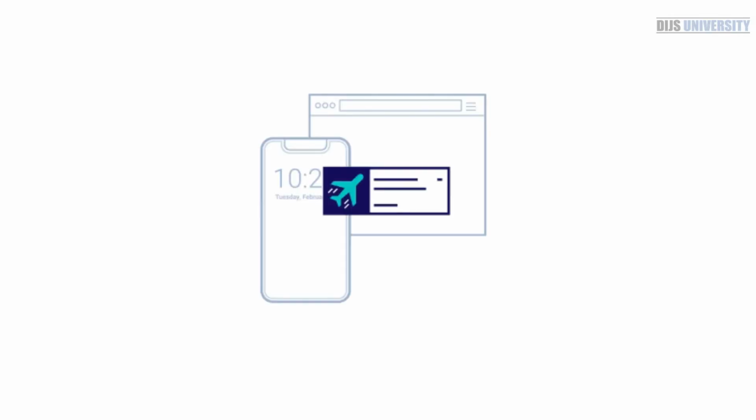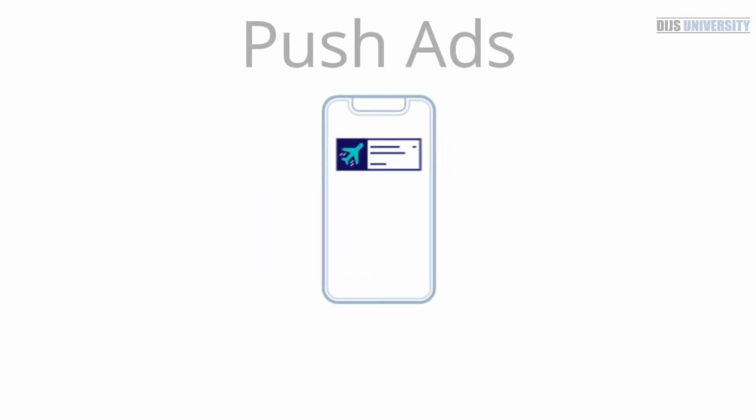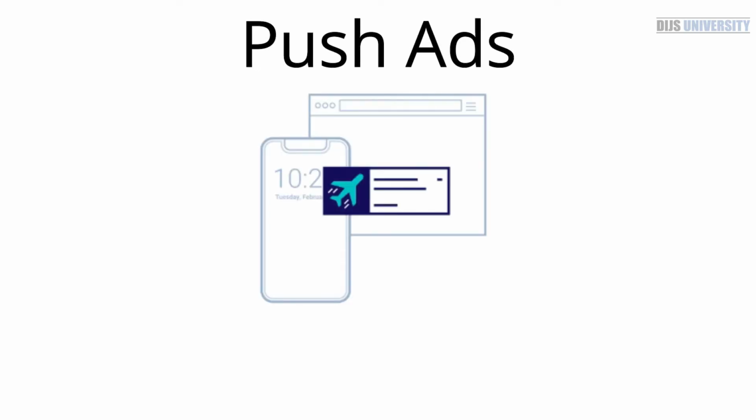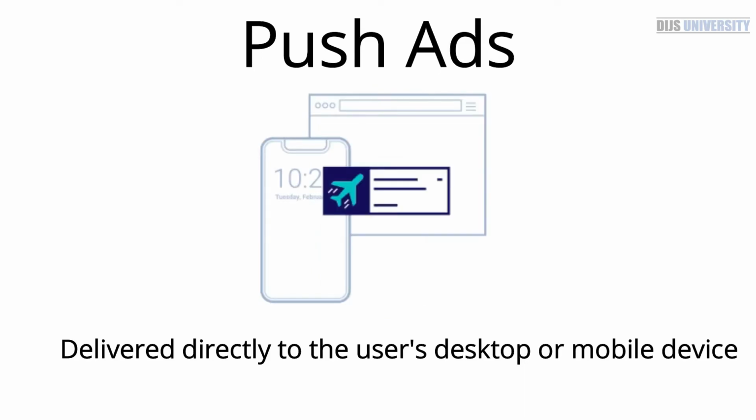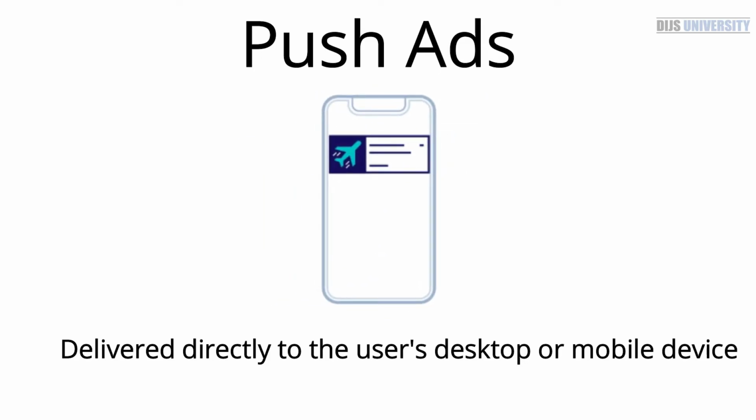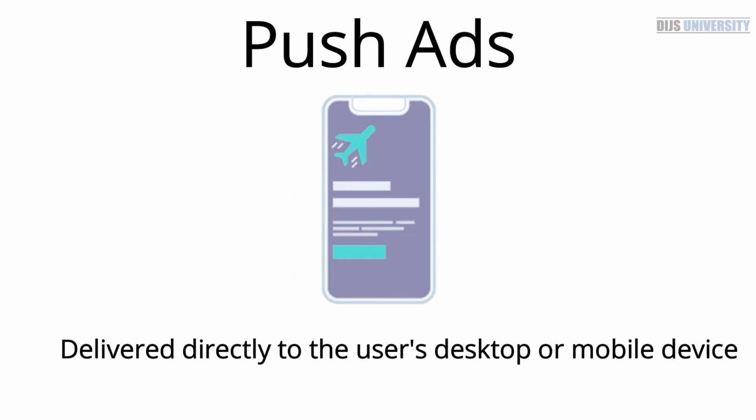And then you have push ads. They're going to be delivered directly to the desktop or mobile devices in the form of a push notification. And the link to your landing page or straight to the offer is how it's going to be received.